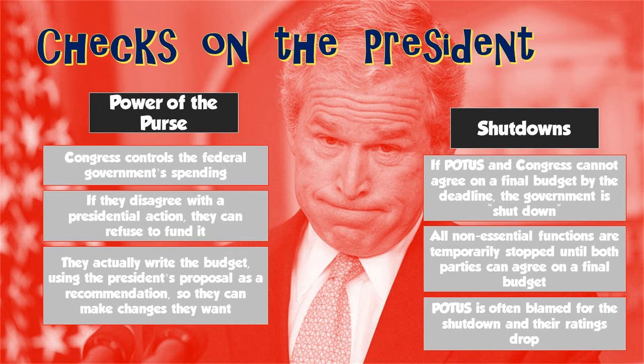If we get to a point where the president and Congress absolutely will not agree on a final budget by a specific deadline, then the government is shut down. Now, these deadlines change based on the previous budget, but if we get to a point where there is no approved budget, the president refuses to agree with Congress's budget, then that's going to shut down the national government. And when that happens, that's what was going on in the picture there. All non-essential functions of the government are stopped until both parties can agree on a final budget.